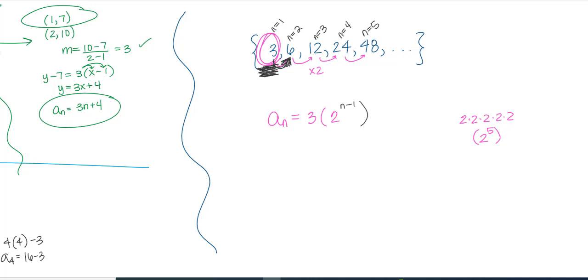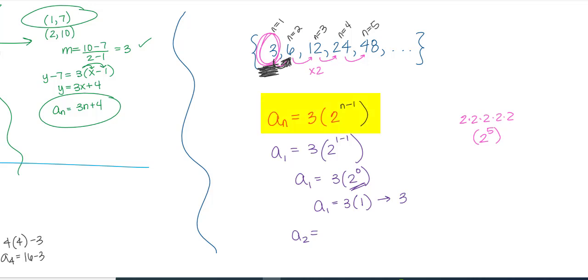Because check it out. If I put in a 1 for n to find my first term, it's 3 times 2 to the 1 minus 1. That is 3 times 2 to the 0. 2 to the 0 is 1, so I'm just multiplying 3 times 1, or in other words, keeping it unchanged. Then I could check my a sub 2 to see if that works. Again, we're going from this sequence right here. 3 times 2, and now n is 2. So 2 raised to the first power is 2, so a sub 2 would be 3 times 2, which is 6. And you can continue to check, but this absolutely works.